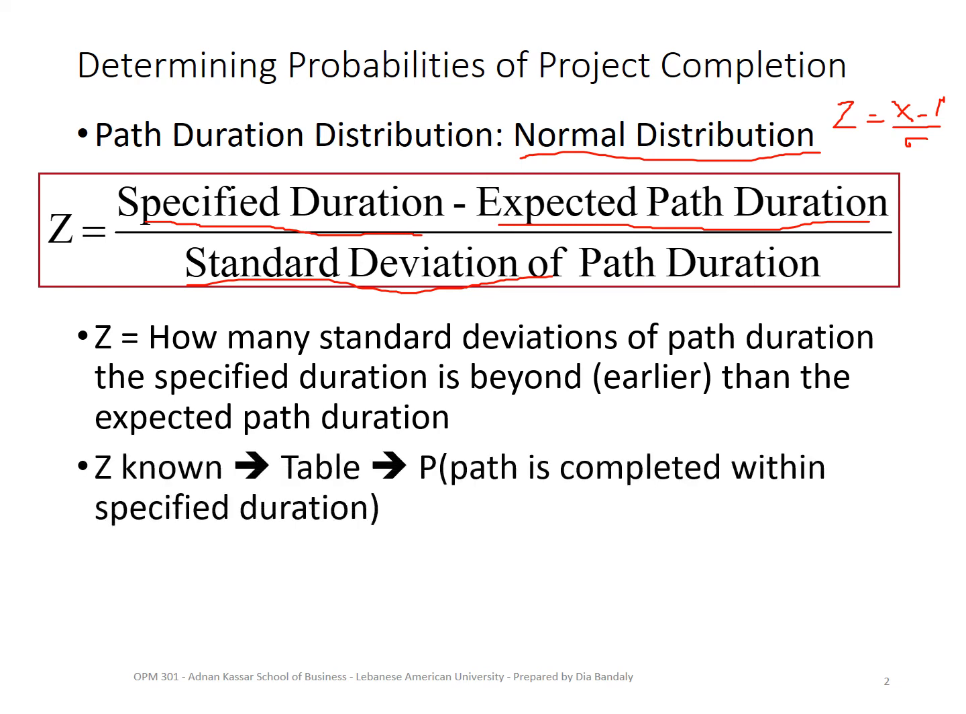All right, once z is known, I look at the table. I hope that you are already familiar with how to use the z table. Anyway, in the next examples, I'm going to remind you how to read the z table, but I'm going to do that only for 2 questions, and then you have to do it on your own. From the z, you go to the table, and you will be able to read the probability that we are looking for, of the project being completed within a specified duration, which we used here to find z. All right.